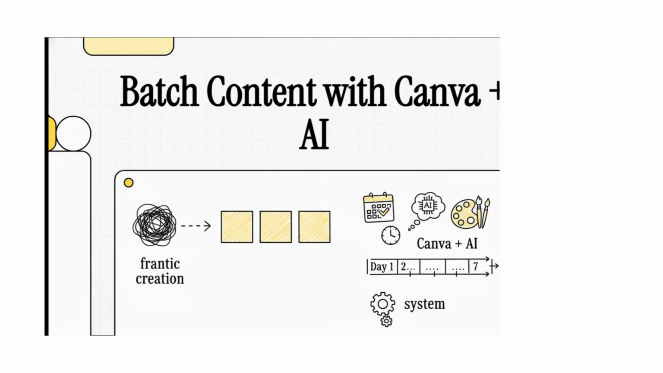Ever feel like you're on a constant content treadmill? You know, that daily scramble for ideas? Well, what if I told you you could plan, design, and batch an entire week's worth of posts in just one single session? Yeah, you heard that right. We're going to dive into a super simple system using just Canva and AI to take you from being a frantic creator to a legit content architect.